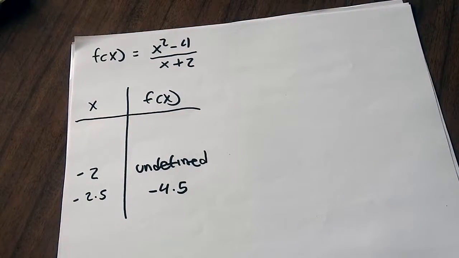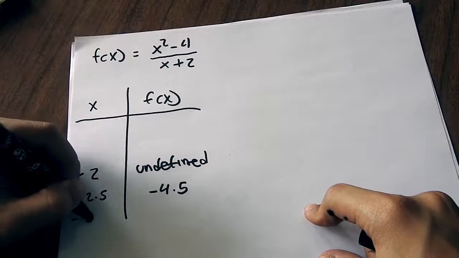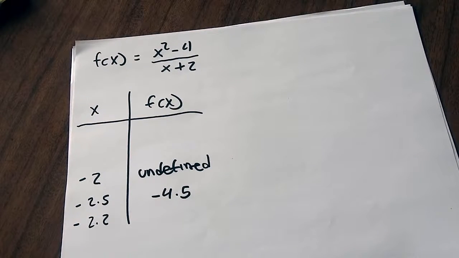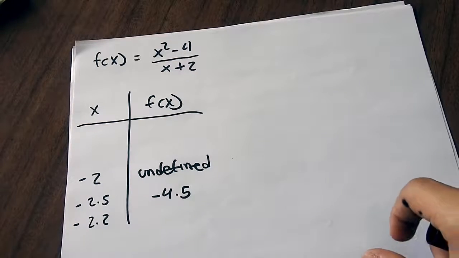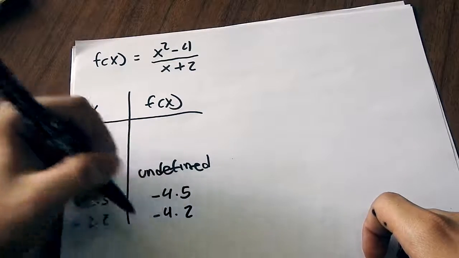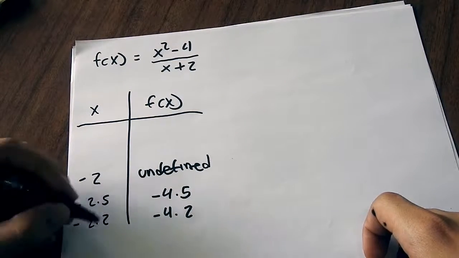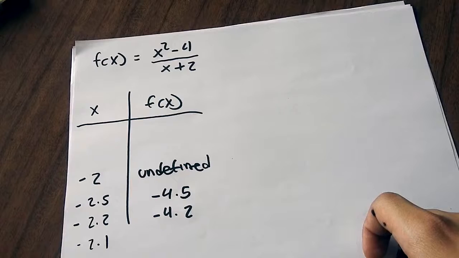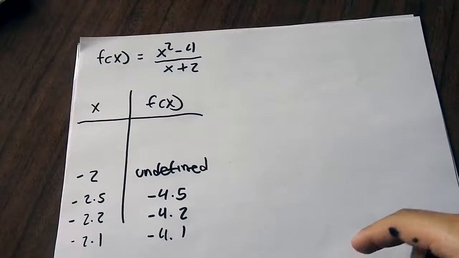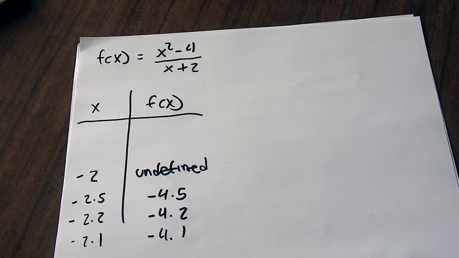Now let's take one closer to negative 2, for example, negative 2.2. If we take f of x of negative 2.2, it is going to be negative 4.2. Making it even closer, x is going to be negative 2.1, and f of x is going to be negative 4.1. You might recognize where this is going, but for good measure, we're going to finish this second method using another method.